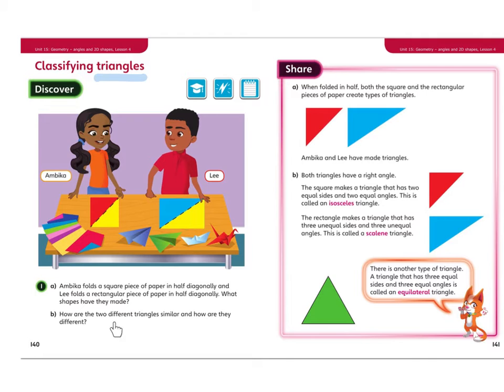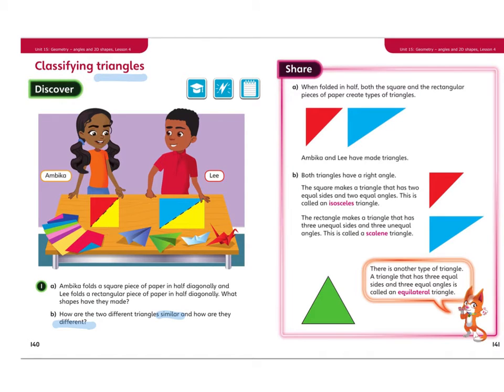Question B, how are the 2 different triangles similar and how are the 2 different? So how are they similar and how are they different? A bit like yesterday, we looked at quadrilaterals, how are they the same and different? We're going to do the same here. So if we look at the triangles, for example, let's look at the one that was a square and we folded it in half.